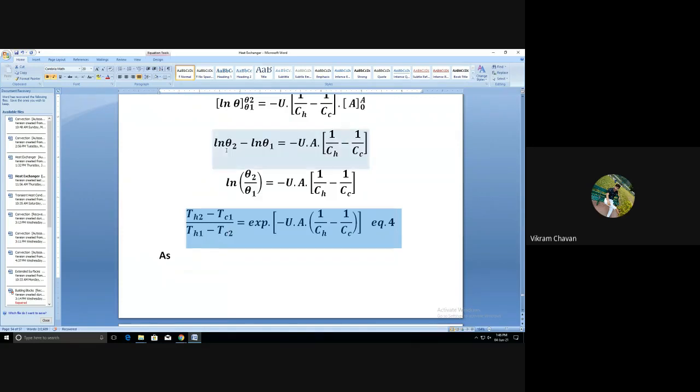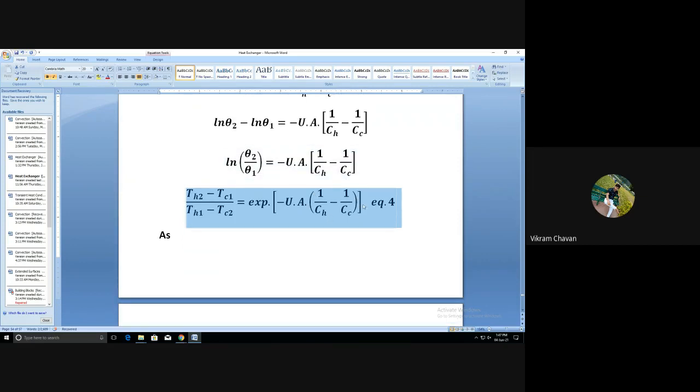Okay, so remove this logarithmic term from the left hand side, so we need to provide the exponential term on the right hand side. So the equation will become (Th2 minus Tc1) whole divided by (Th1 minus Tc2) will be equal to exponential of bracket minus U multiplied by A multiplied by 1 upon Ch minus 1 upon Cc, bracket complete, square bracket complete, and give this equation number 4.